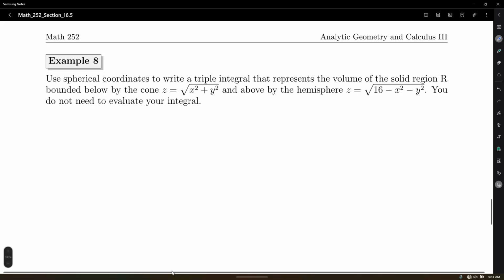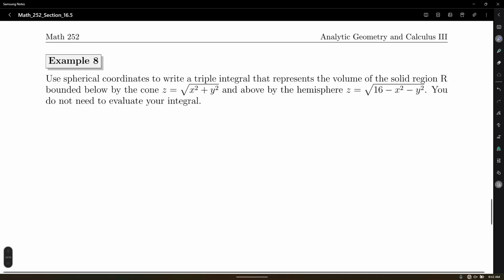Didn't we do something like this back when we first learned about triple integrals? We had that ice cream cone. I believe we had a different sphere; instead of a 16, it was a 40, I think. But the shape is going to be very similar, and this setup will also be similar. All right.